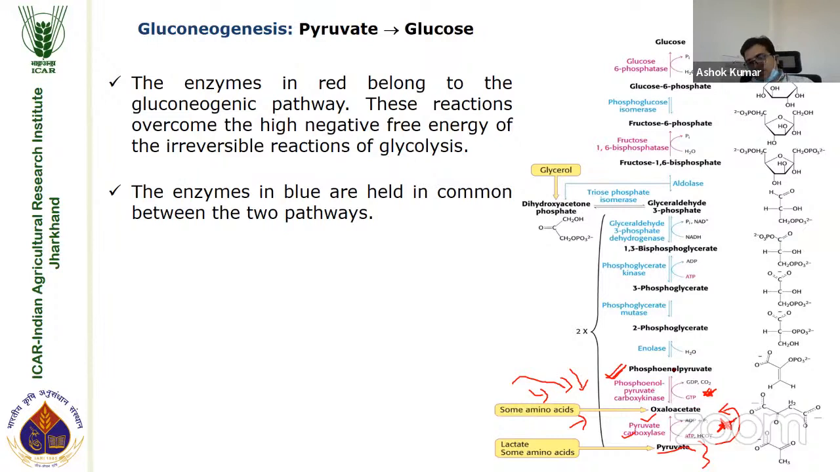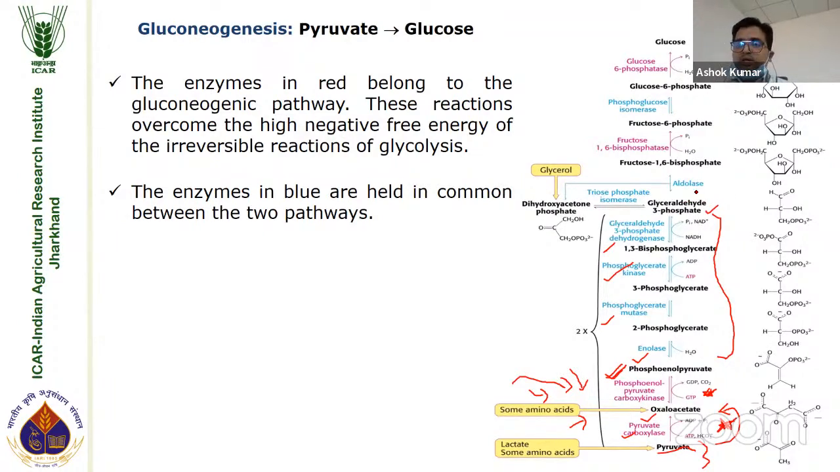pyruvate carboxykinase. Another three reactions, that is enolase or phosphoglycerate mutase, phosphoglycerate kinase, and glyceraldehyde 3 phosphate dehydrogenase, are the common enzymes we have in the process of gluconeogenesis and glycolysis, where the action of these four enzymes converts phosphoenol pyruvate into glyceraldehyde 3 phosphate. This glyceraldehyde 3 phosphate then acts with aldolase.